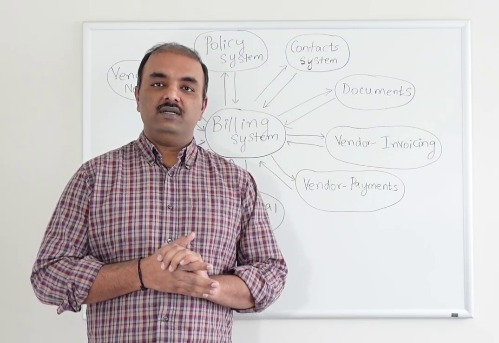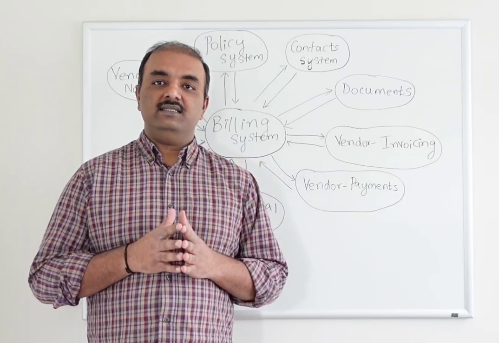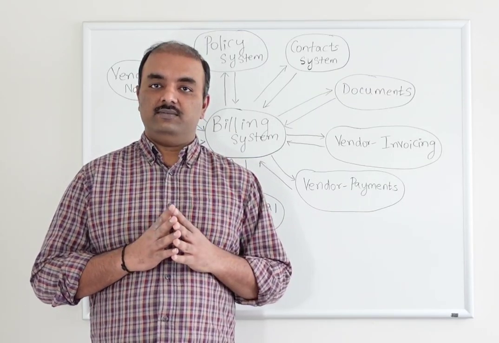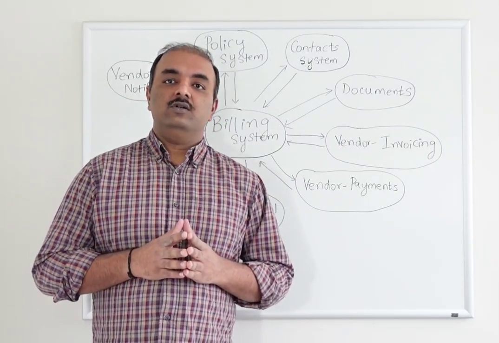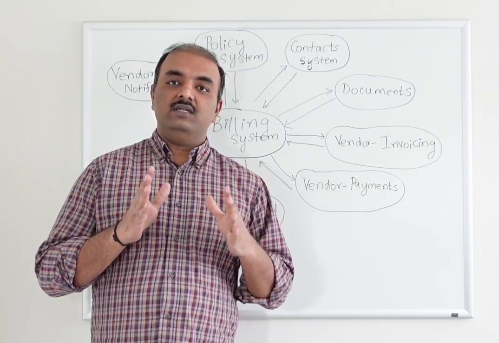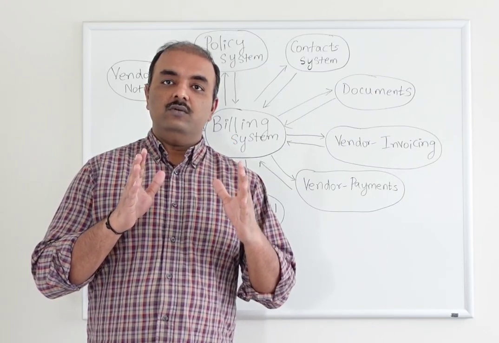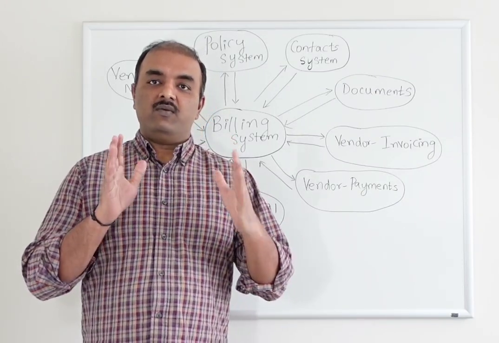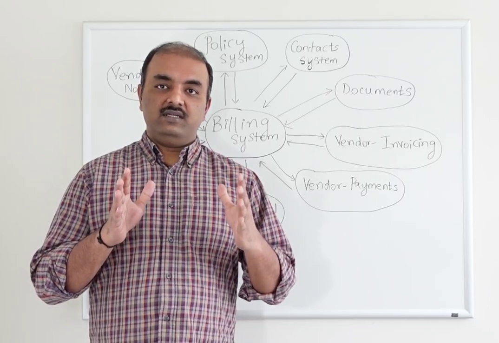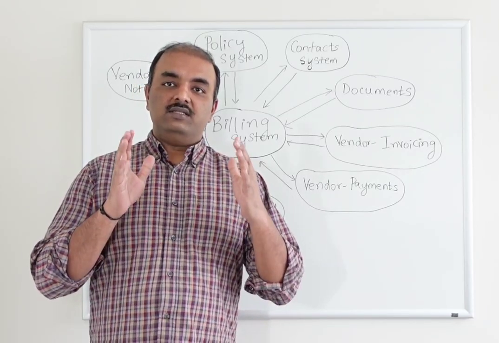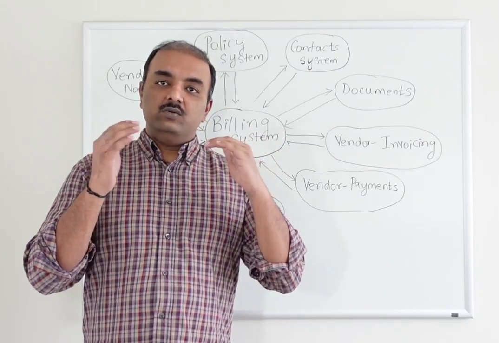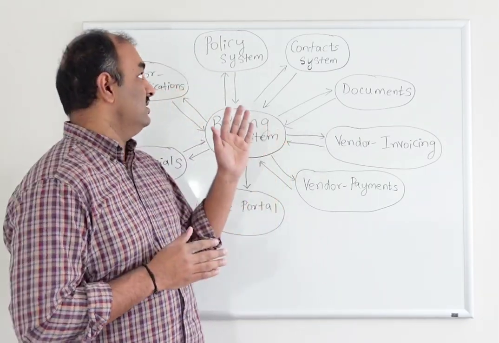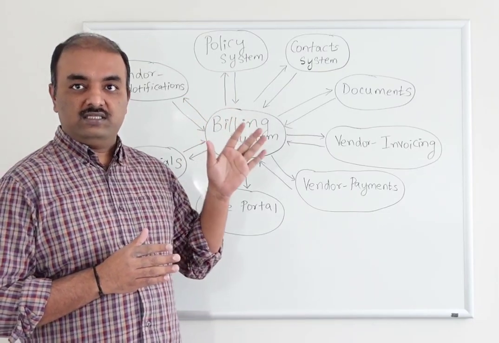Today I am going to cover different integrations that we need for a billing system. So the first integration is policy system. The policy system is the one which is going to send the billing information to the billing system. So this is step number one, where every time a customer gets a policy, that policy has to be issued in the policy system and sent to the billing system. So the first integration that you need to be aware of is the policy system.